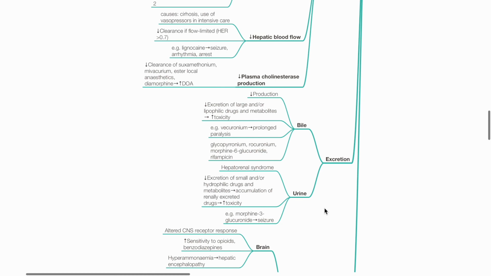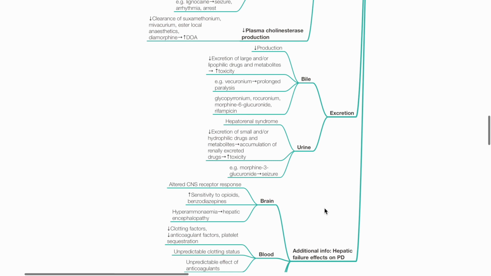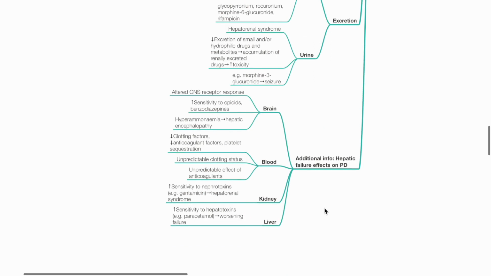Reduced bile production results in reduced excretion of large or lipophilic drugs and their metabolites, increasing toxicity. Examples include vecuronium, glycopyrronium, rocuronium, morphine 6-glucuronide, and rifampicin. Renal failure may be caused by hepatorenal syndrome. This causes reduced excretion of small hydrophilic drugs and their metabolites, resulting in drug accumulation and toxicity, such as morphine 3-glucuronide, which may cause seizure.